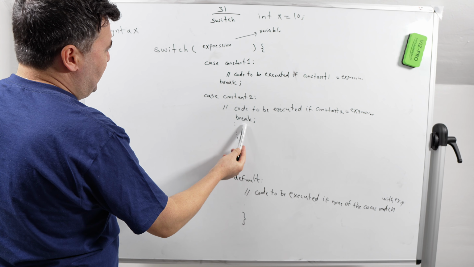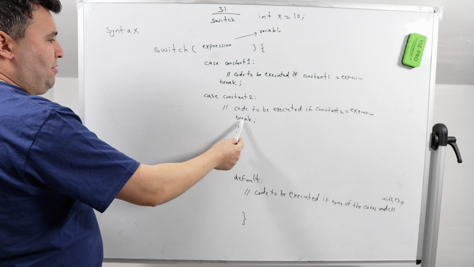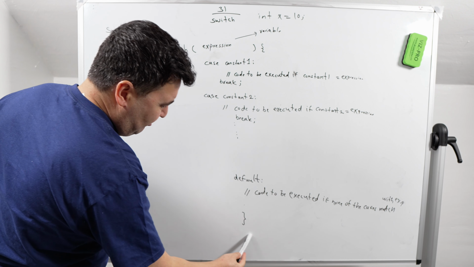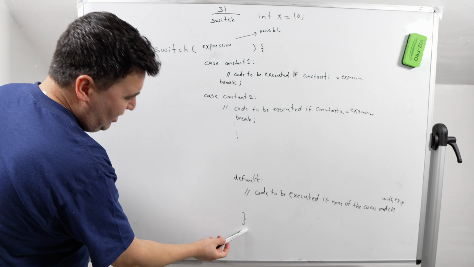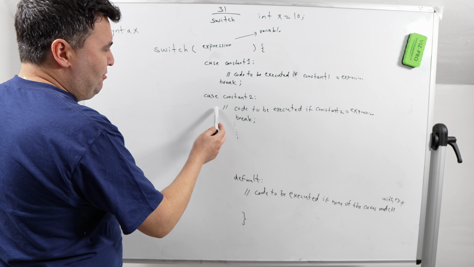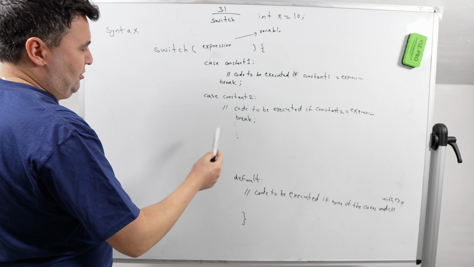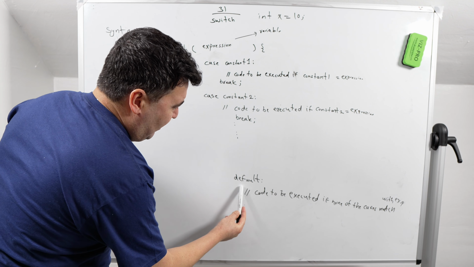And then it breaks the execution of the code and transfers the execution to after the switch statement, or after the switch block. Any remaining code will be executed. And then we have case constant 3, case constant 4, case constant n. At the end we have a default.